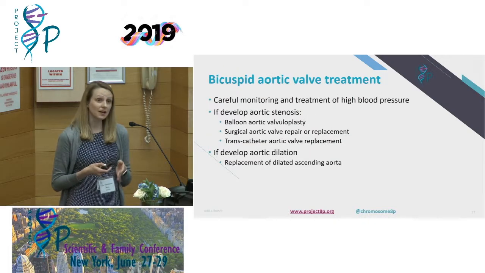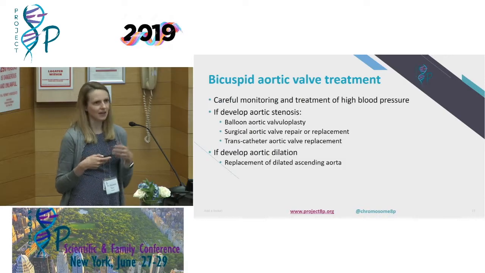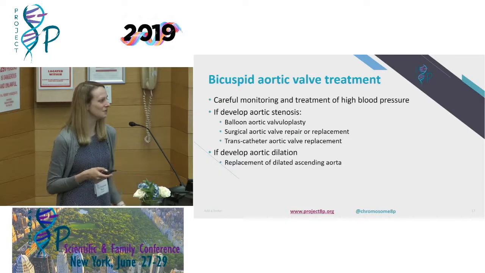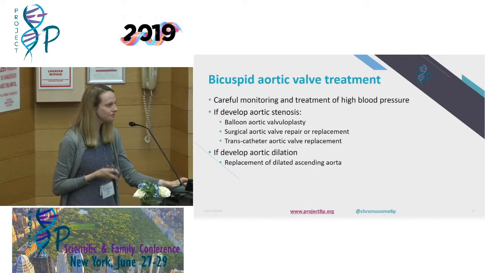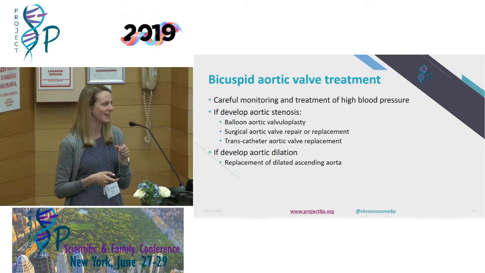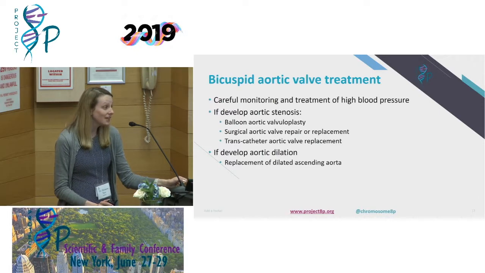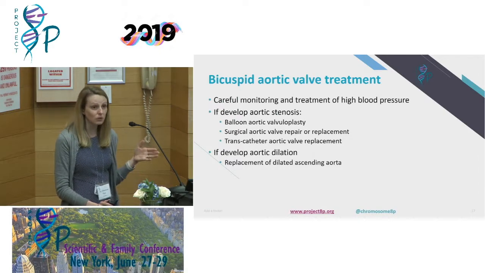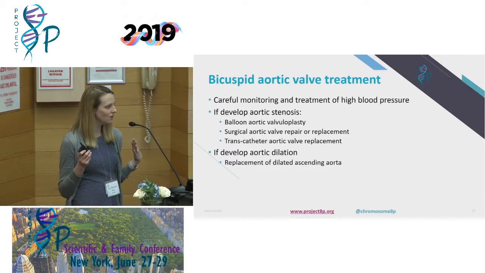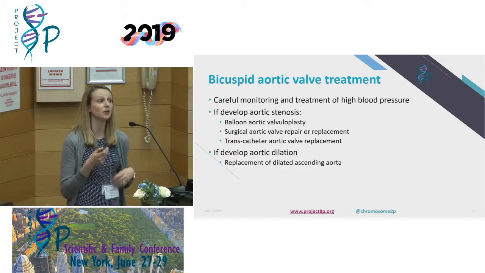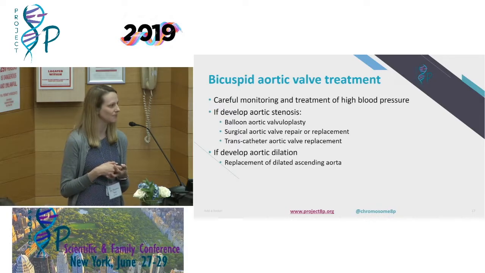In terms of the treatment, it really involves careful monitoring to see if you're developing stenosis or dilation. If the patient also has high blood pressure, we're very aggressive about treating that because that can worsen the dilation of the ascending aorta. If they develop stenosis, we can do things similar to what I talked about for the pulmonary valve. We can do a balloon in the cath lab to try to open up that valve. We can do surgery to repair or replace the aortic valve. And in some cases, we can even put in a new valve through a catheter procedure.